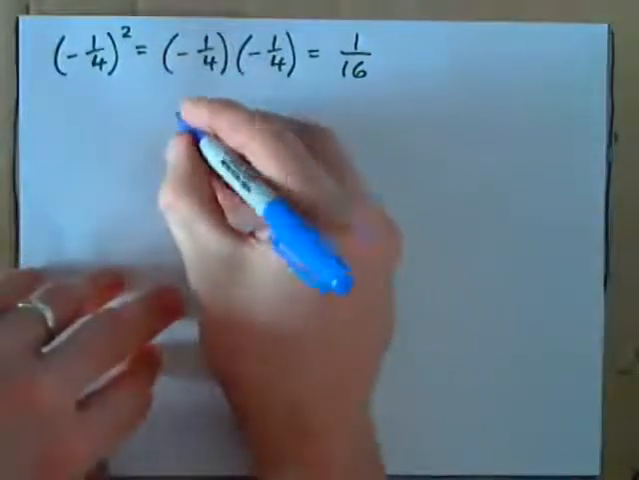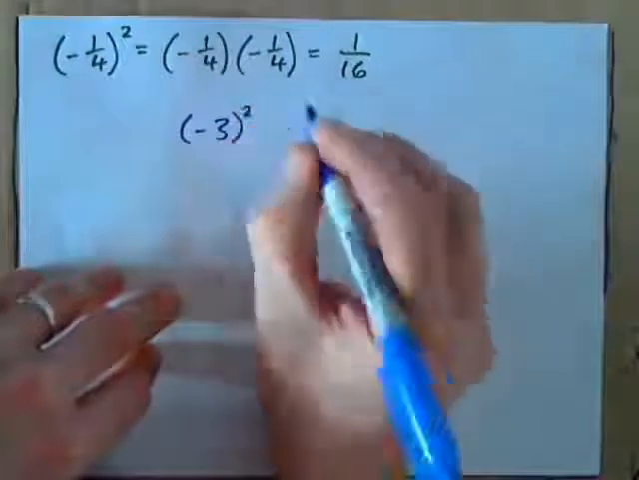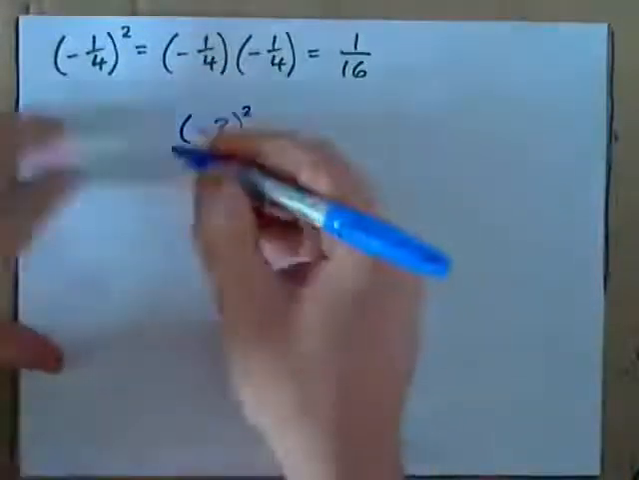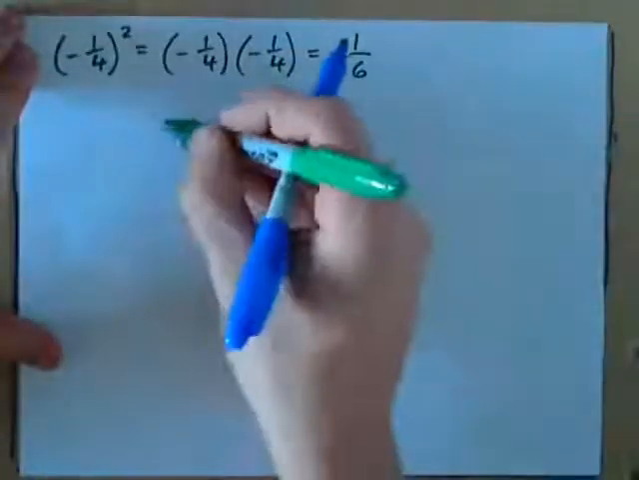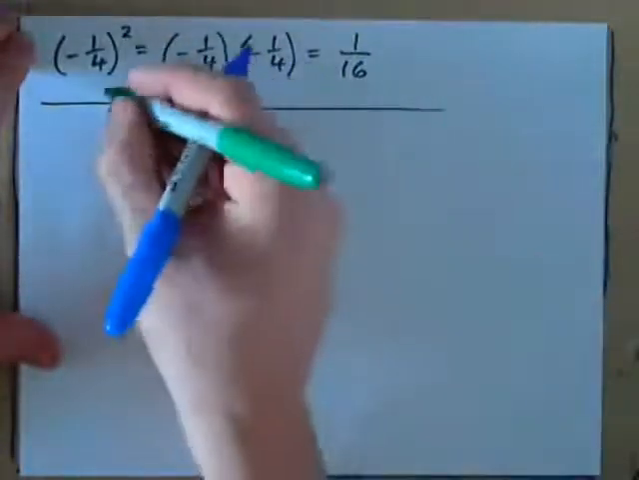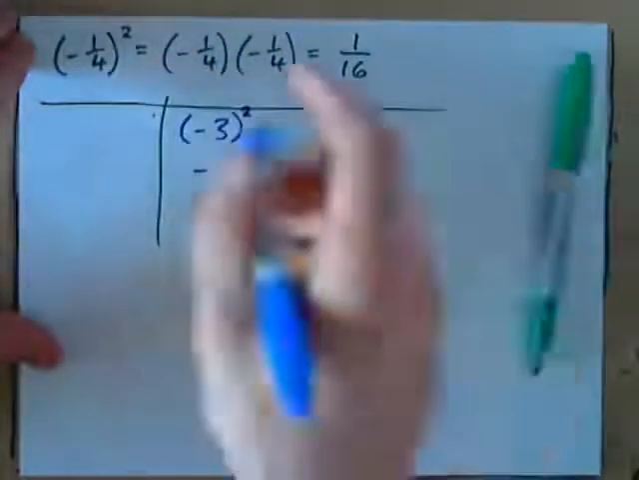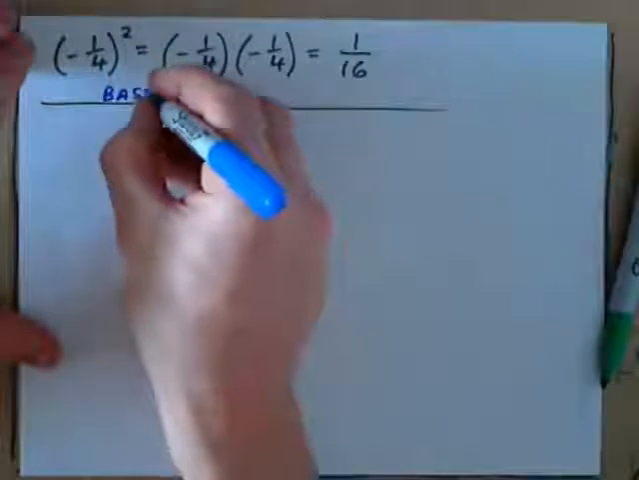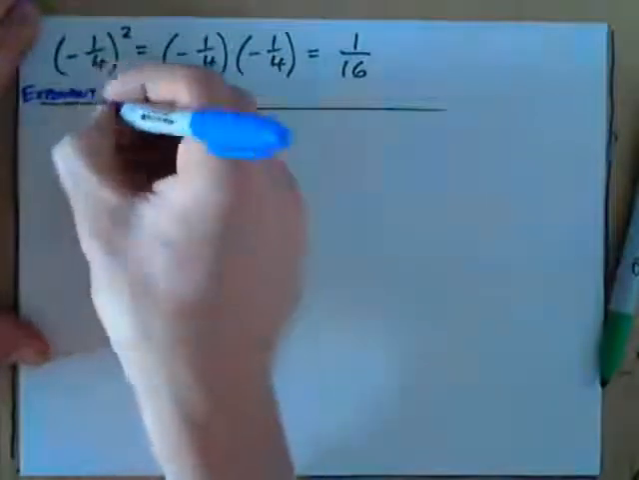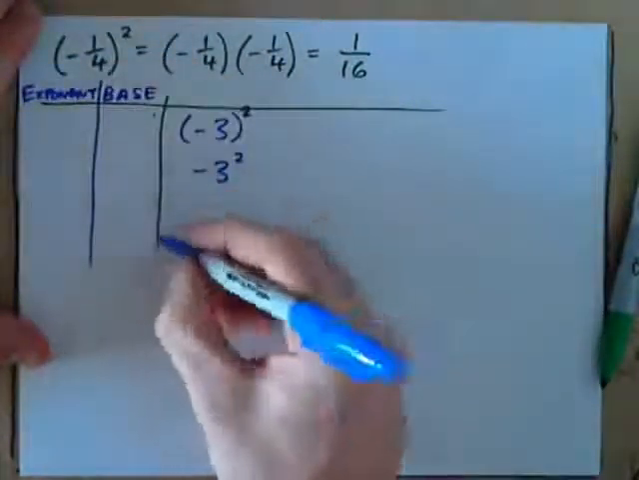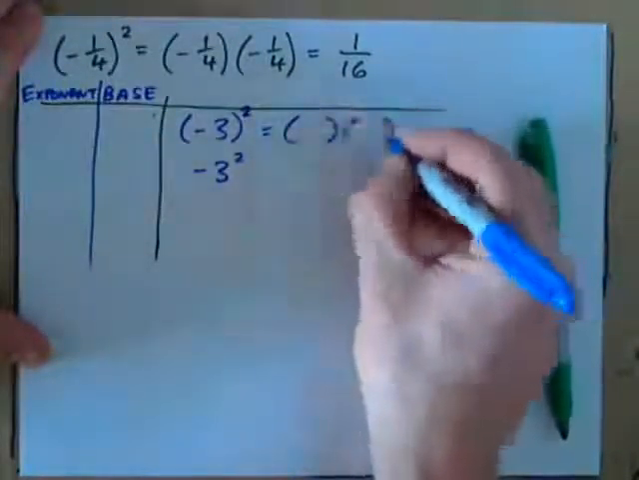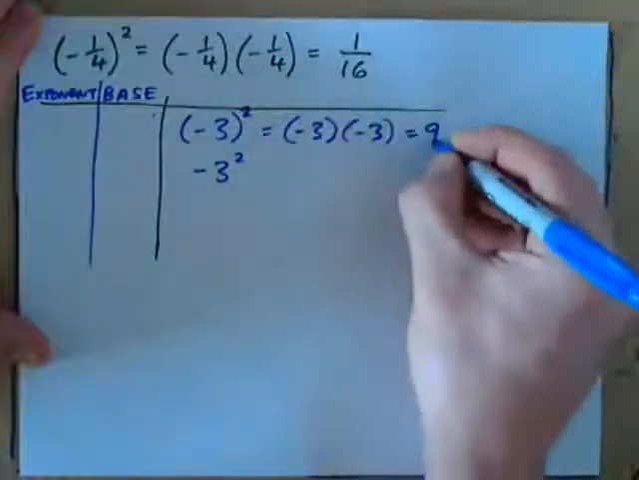If we had negative 3 all squared, that is different to negative 3 squared. Let's explore that. We'll just do this. Whoops, that should be squared. So we're going to have a look at the base of this expression and the exponent on the expression. So negative 3 all squared is parenthesis times parenthesis, negative 3 times negative 3, positive 9.